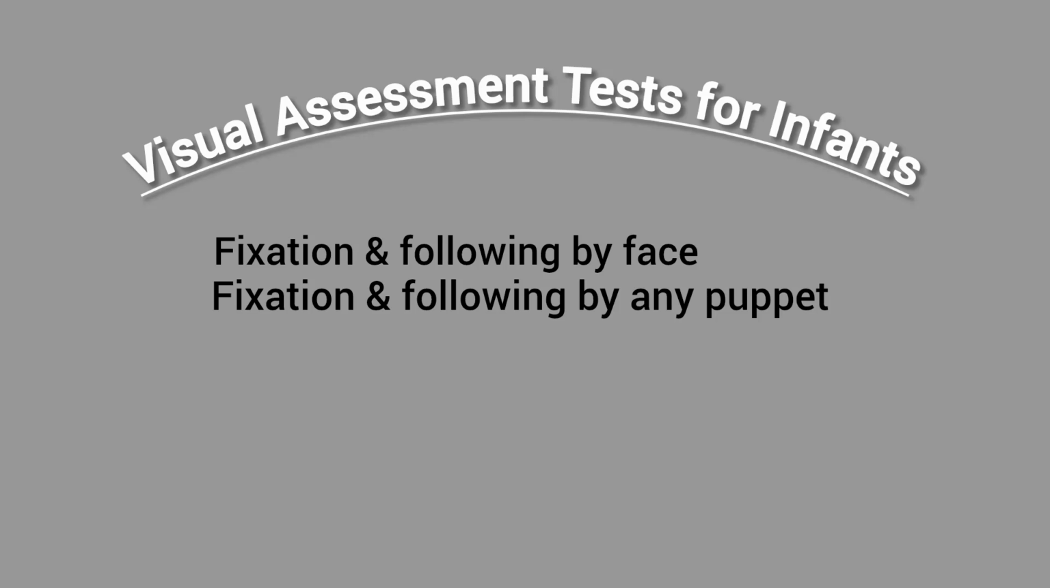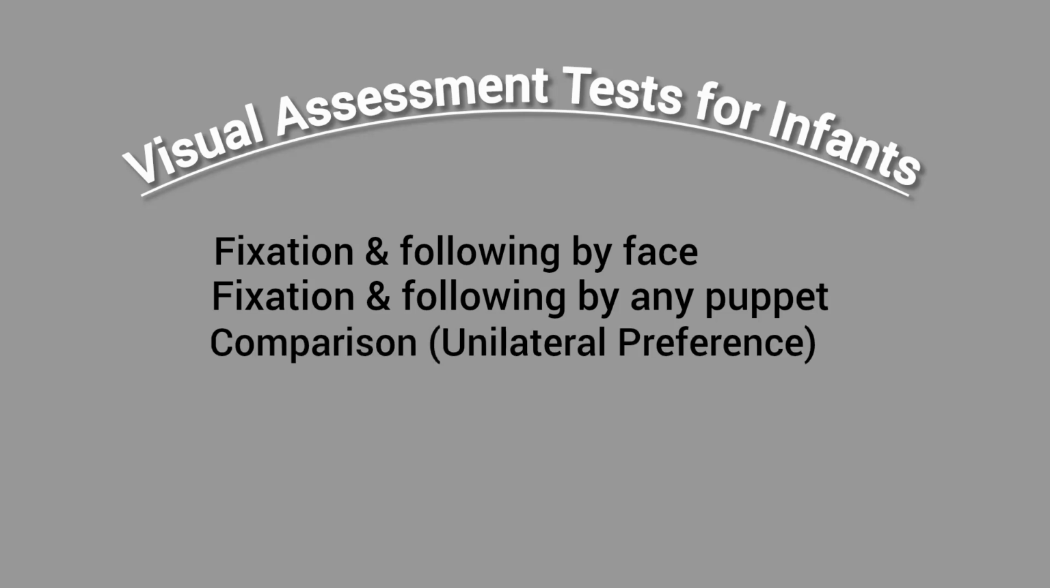So we have a third test, that is comparison, and another name for the comparison test is unilateral preference. In this test, what you have to do is place your hand over either eye of the infant. So you have to close one eye and check whether he reacts to it. He will not complain, but he can react by crying or simply getting irritated, trying to remove your hand from his eye if he has vision in that eye. So basically we are assessing his vision.